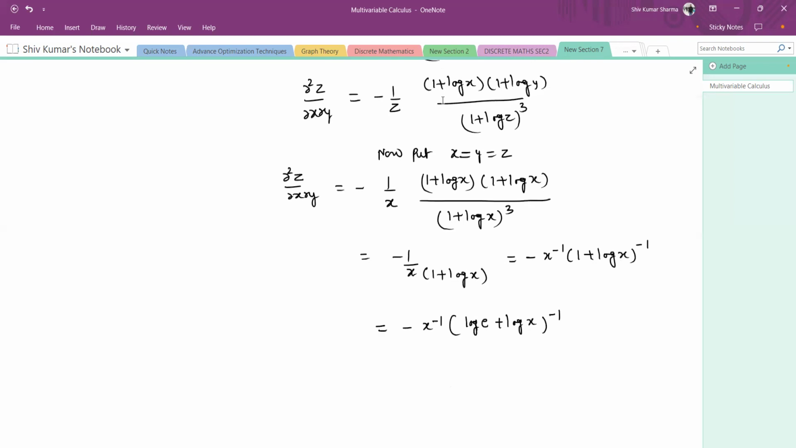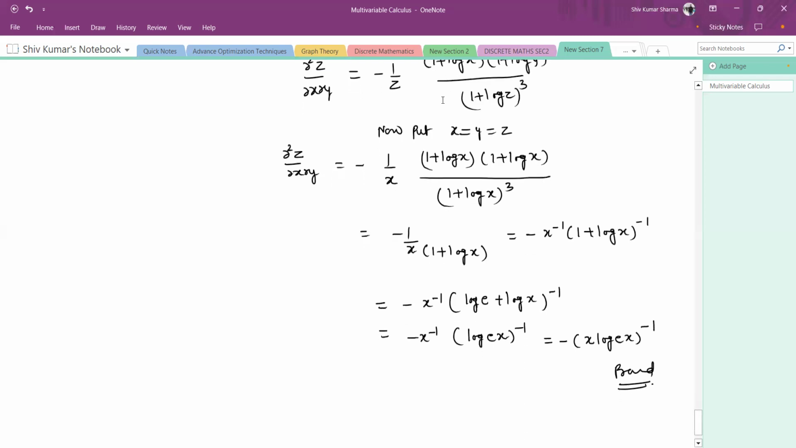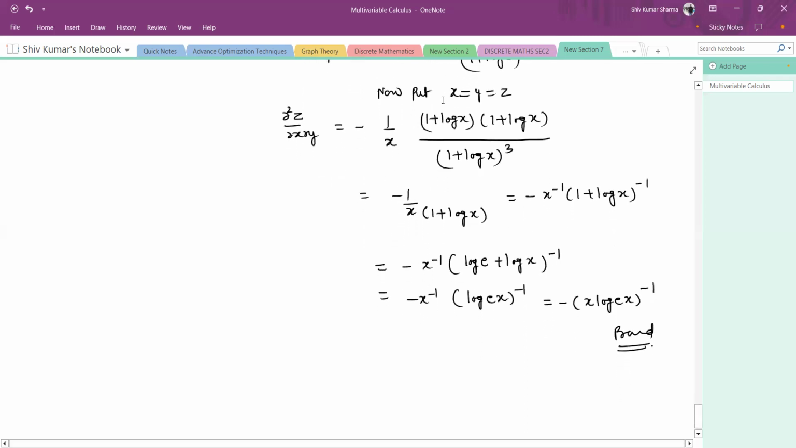So again, we use the property of log. So the property of log we write down as log m plus log n, so log mn. So log ex raised to the power minus 1. So this we can write down taking the negative sign outside, and this x raised to the power minus 1 we also take inside. So we write down x log ex raised to the power minus 1. So this is our RHS part. So we have proved this. Okay. So hope you understand.